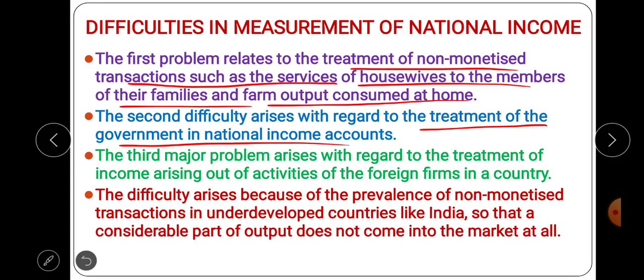Then next, the third major problem arises with regard to the treatment of income arising out of activities of foreign firms in the country. Okay. So, should their income form a part of the national income of the country in which they are located, or should it belong to the national income of the country owning the firm? Okay. This is the question.